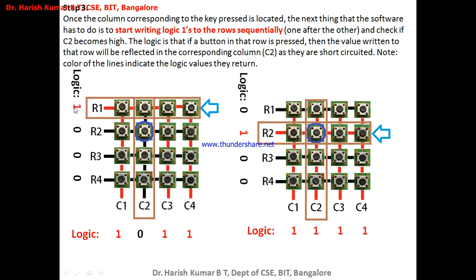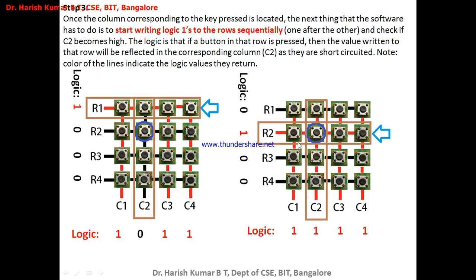First I'll write, initially this was 0. Now I'm making this particular row high. So this row is made 1. You can see the red line. This is 1. Now making this high will not help me. This will not turn C2 to 1. C2 is still remaining 0 because I have not pressed anything in this row.